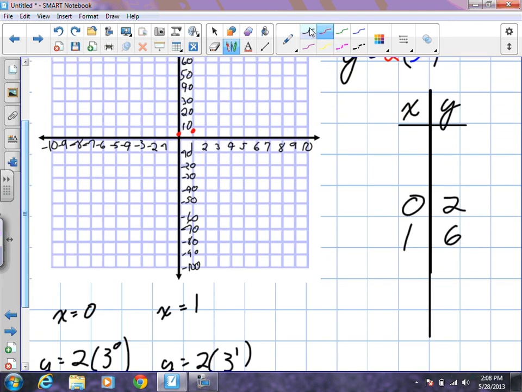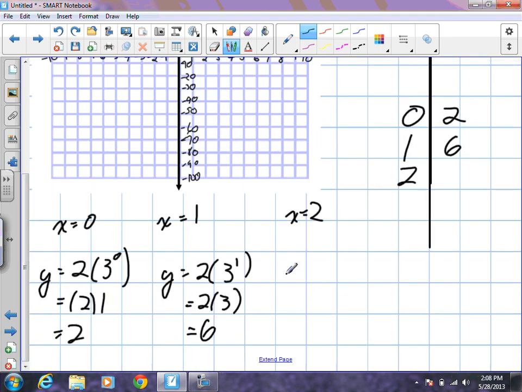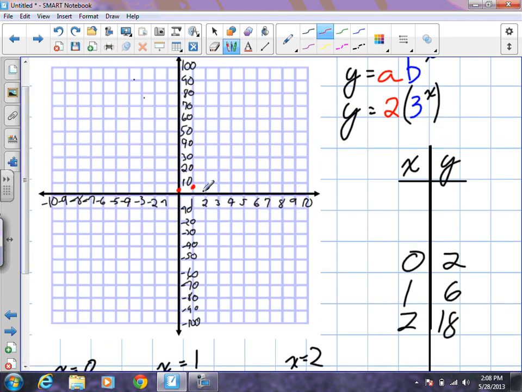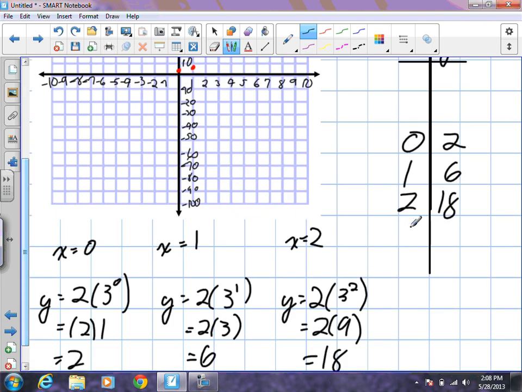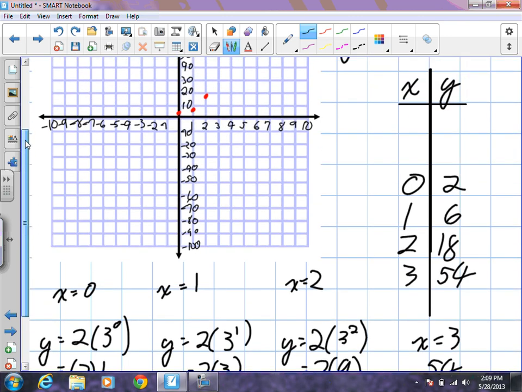When x equals 2, y equals... What's 3 to the power of 2? 9 times 2. So our next value here is 18, and this is going to continue to grow. Now let's continue. x to 3, what is it going to equal? It is 54. Yeah, the ratio. We really just got to multiply that value up by 3 again, right? So our next one is 54, which is way up here.